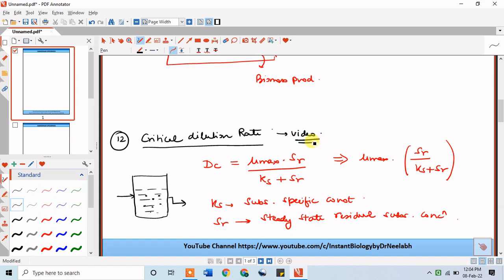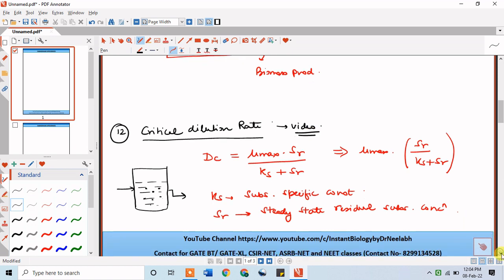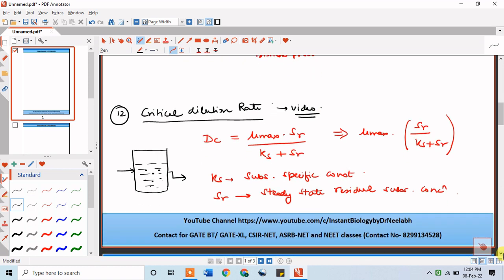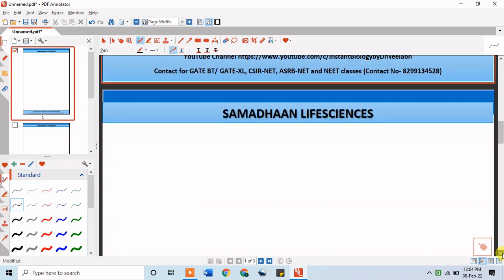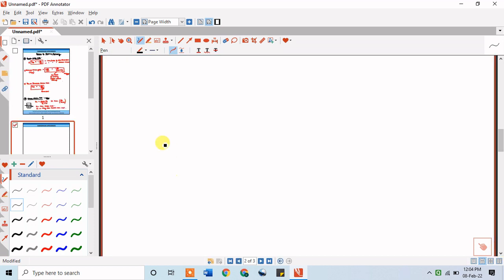Now coming to the thermal sterilization, I'm coming to the 13th formula, that is thermal sterilization. So yeah, coming to thermal sterilization.